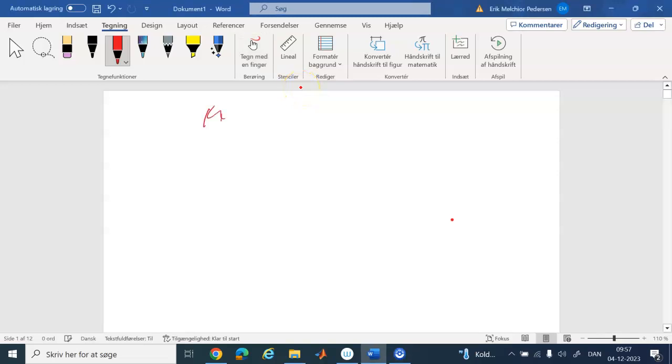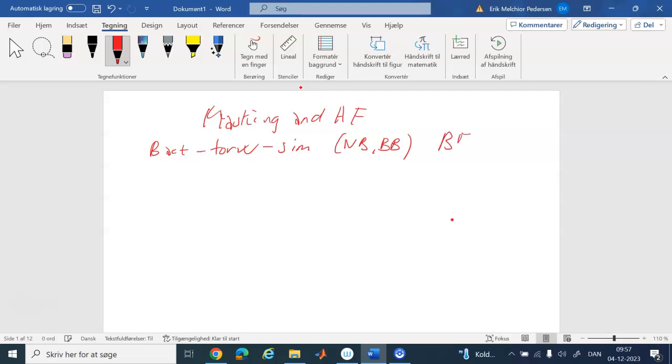Masking and auditory filters. We have backward, forward, and simultaneous masking, and we have narrowband and broadband masking, and we have the basilar membrane, and we have auditory filters, and I will talk also about the excitation pattern.